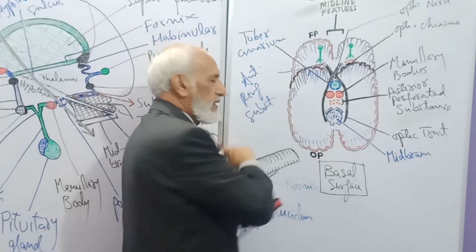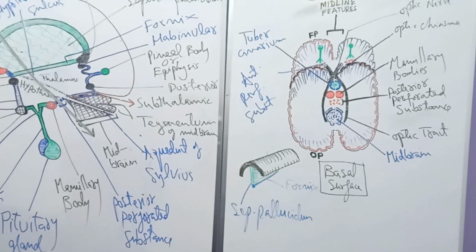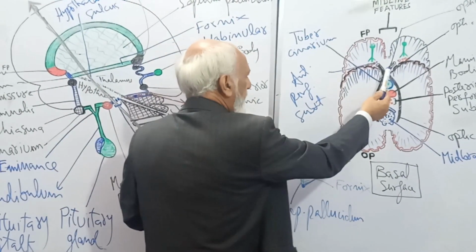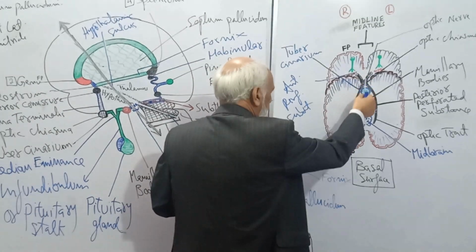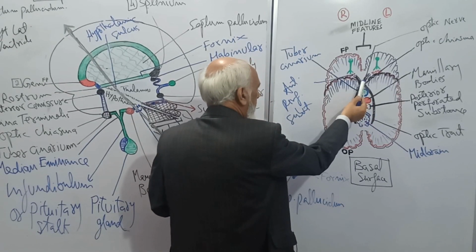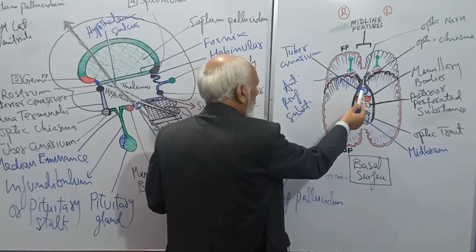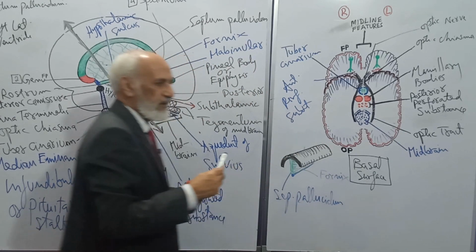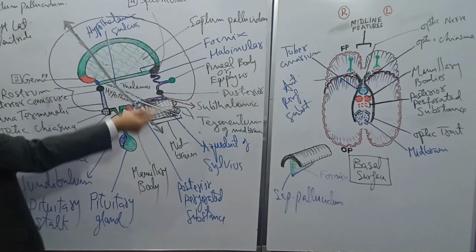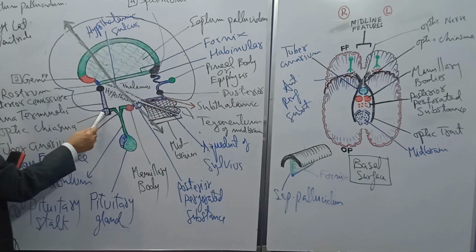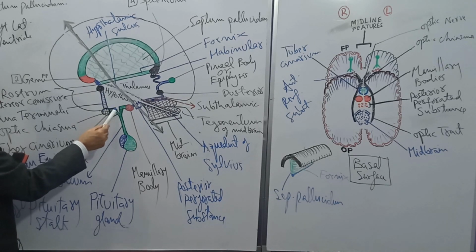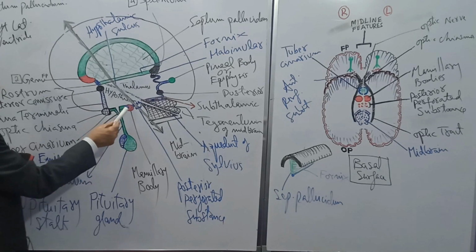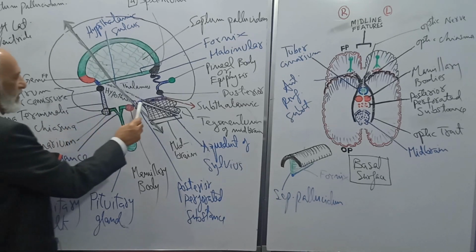Now, if you compare this with this diagram, can you see from before backward, if you cut a section, the optic chiasma, tuber cinereum, mammillary body, posterior perforated substance, and midbrain are cut. Now, can you see here the same cut section: optic chiasma, behind it the tuber cinereum, of course the median eminence, infundibulum and pituitary gland, then right and left mammillary bodies, then posterior perforated substance, then midbrain.